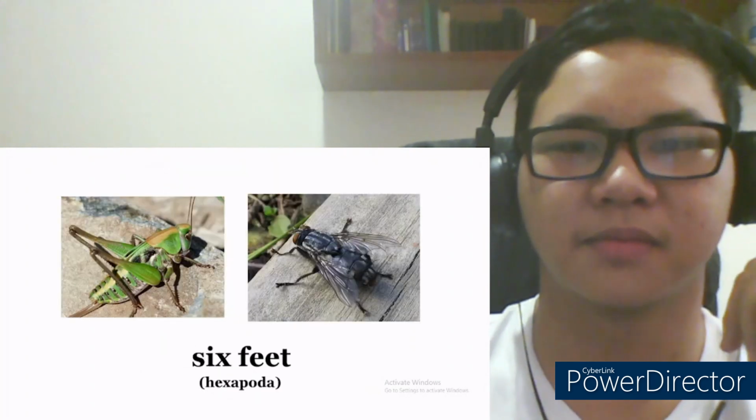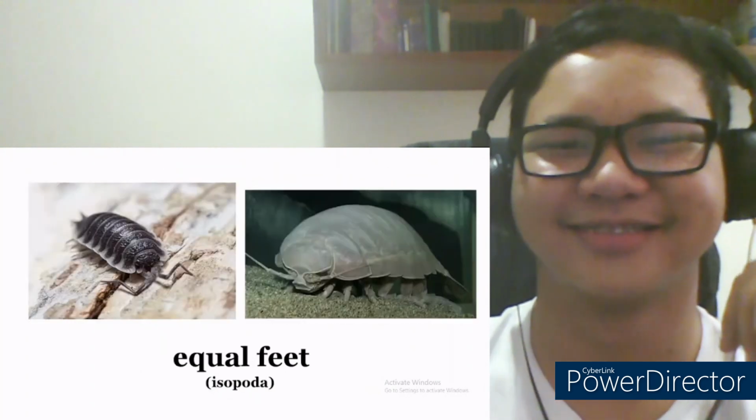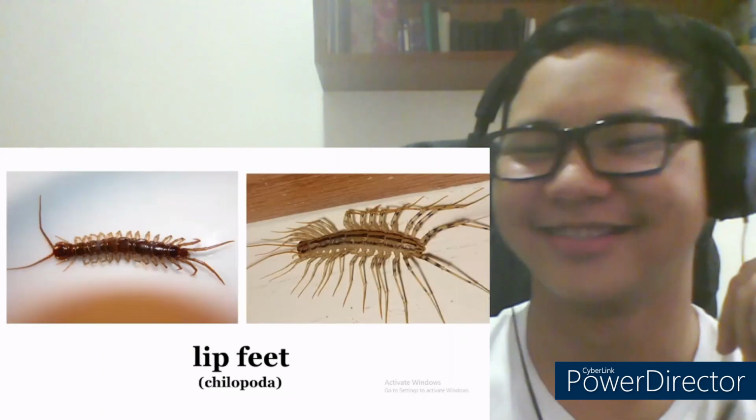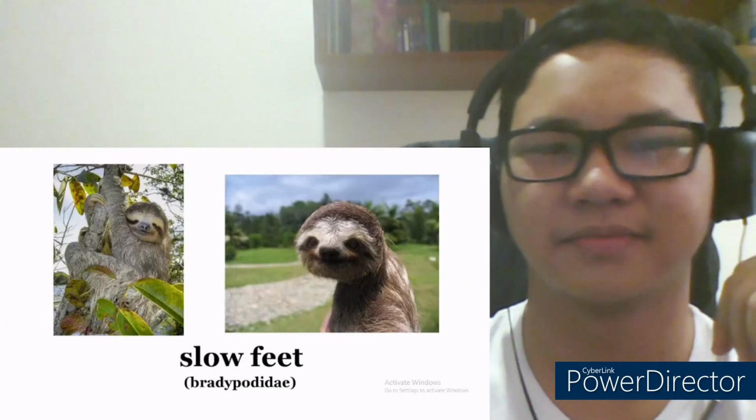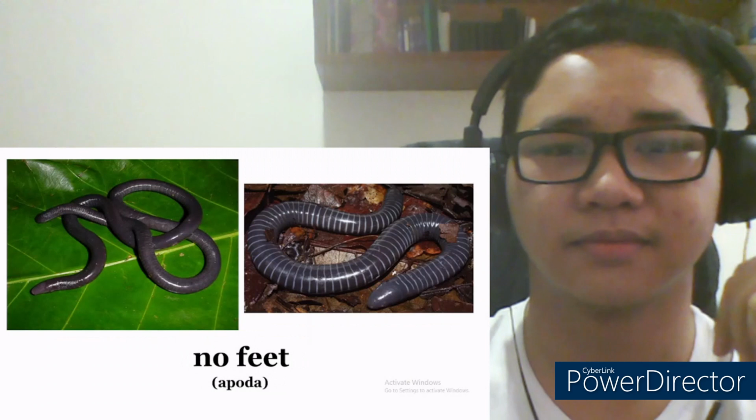You got 4 feet, 6 feet, 8 feet, 10 feet, 2 feet, equal feet, both feet, double feet, stomach feet, lip feet, sucker feet, wing feet, big feet, slow feet, or feet, both feet, joint feet, no feet, 10,000 feet.